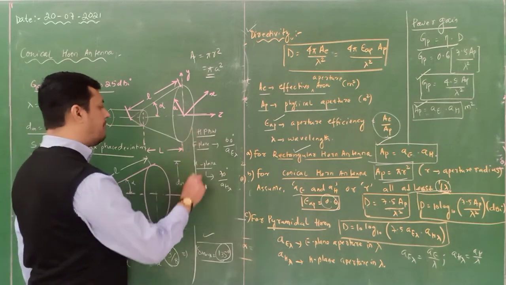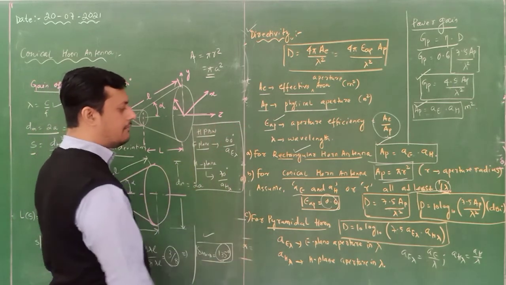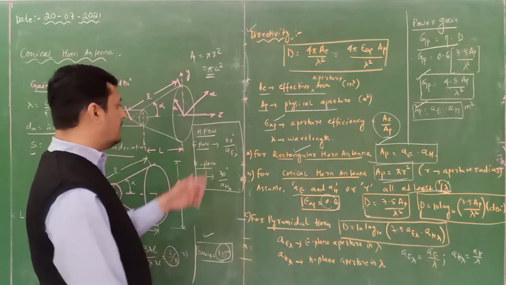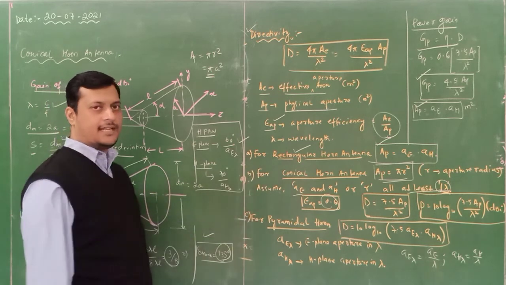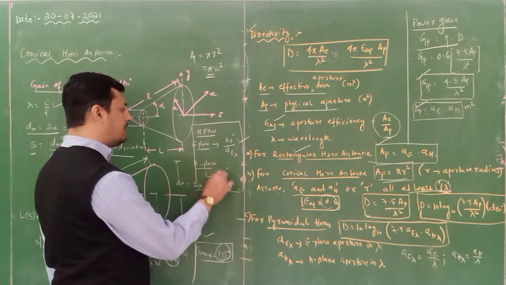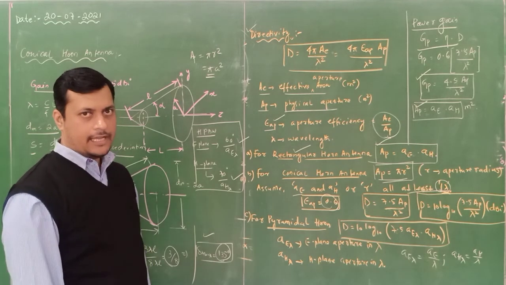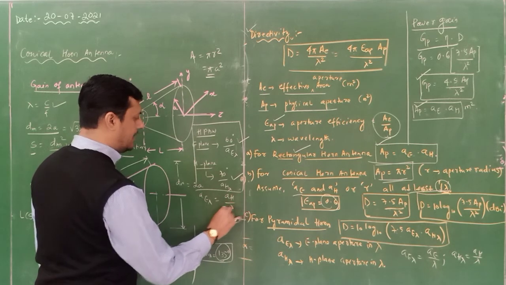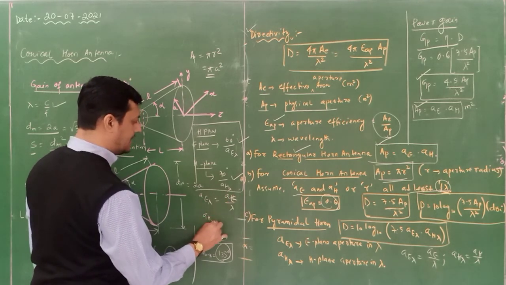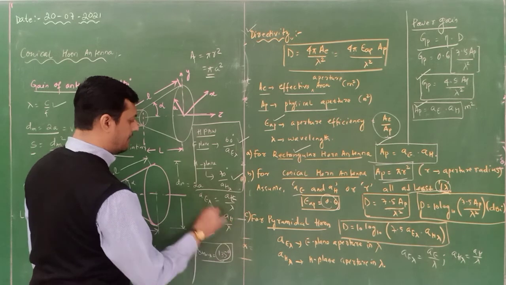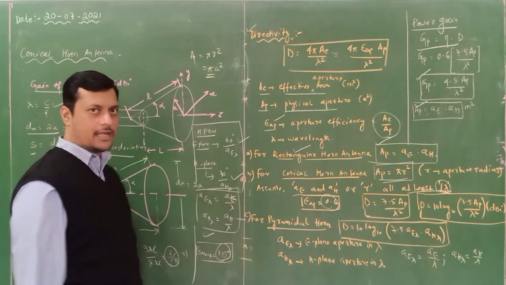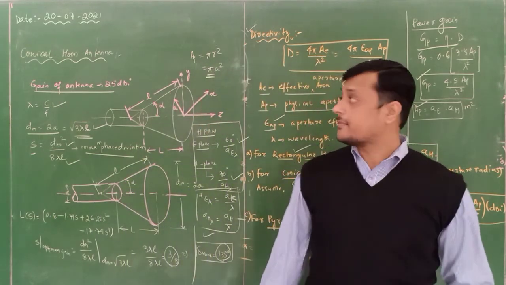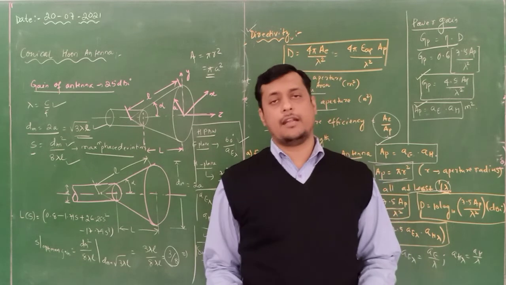Similarly, the half power beamwidth can be calculated as we did for the pyramidal and rectangular horn antennas. Here also the E plane is 60 degree divided by AE lambda, and the H plane is 70 degree divided by AH lambda. What is AE lambda? AE lambda is AE by lambda, and AH lambda is AH by lambda. This is what we have seen, a small discussion about the circular horn antenna as well as the rectangular horn antenna.